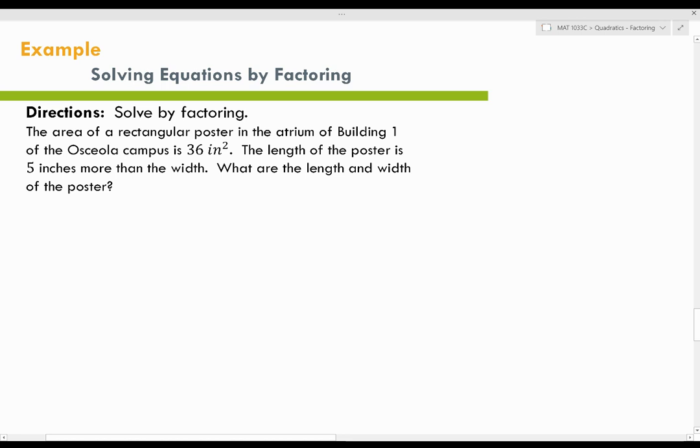All right, you guys, for the last couple of videos, we've been solving quadratics by factoring. Now let's take that principle and apply it to some word problems or application problems. All right, so let's read our first one.